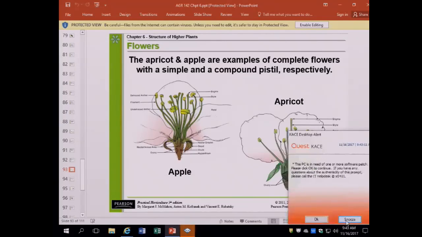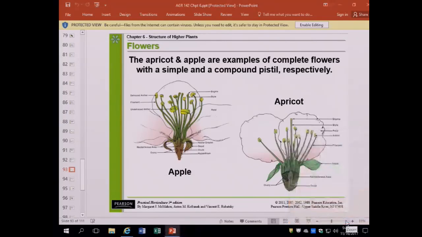This blinking thing keeps flashing. As opposed to the flower of an apricot. Or an apricot or a peach is going to have exactly the same structure.